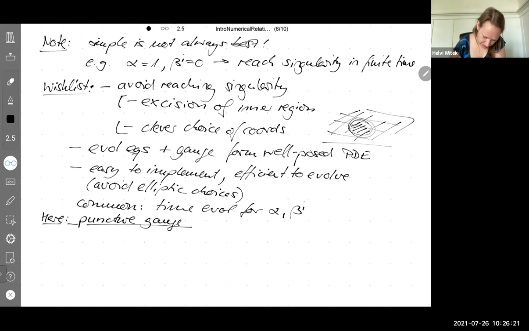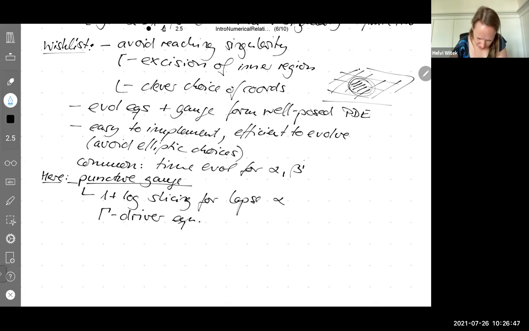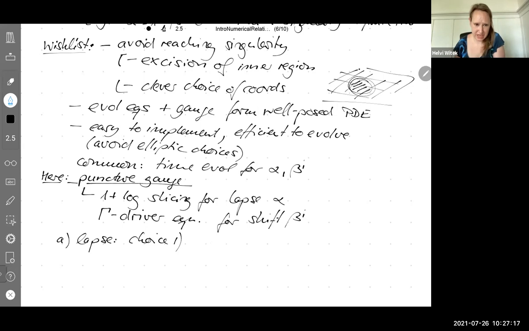So let me just go into a little bit more detail about this. First of all, this is a combination of a condition for the lapse, and I will write down what this is in a moment, together with what we call the gamma driver equation for the shift. Okay, so let's just talk about the lapse first. And let's take a simple choice, where we say, let's just take a slicing that is maximal, that is where the trace of my extrinsic curvature or my expansion is zero.